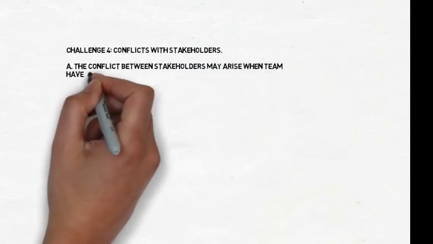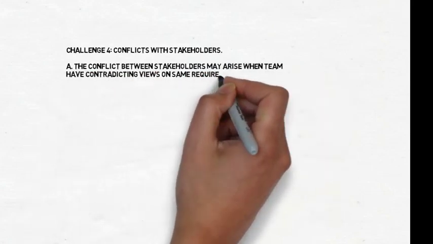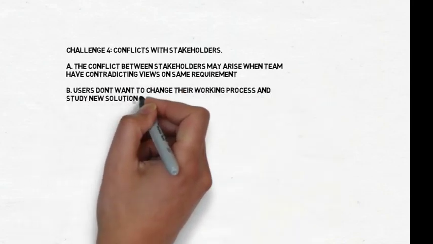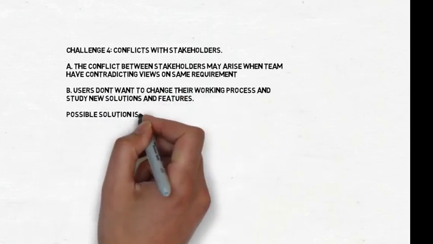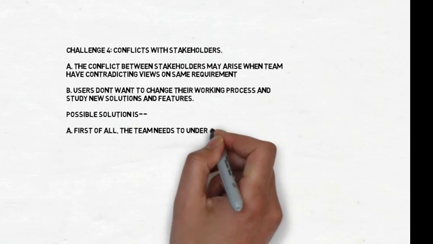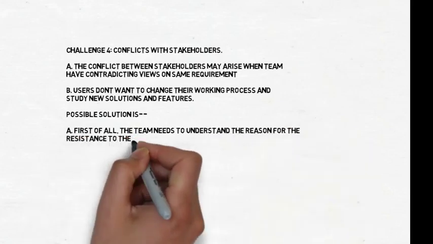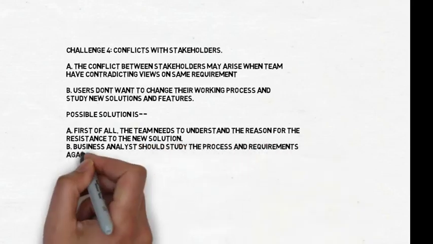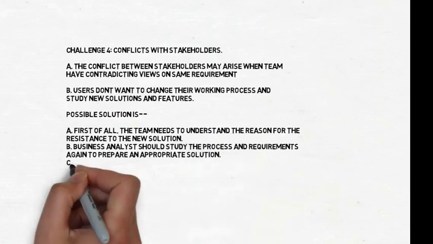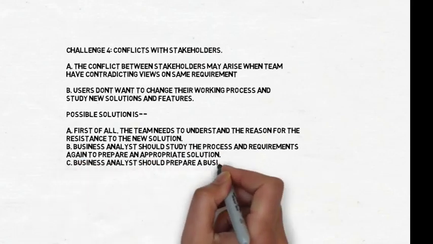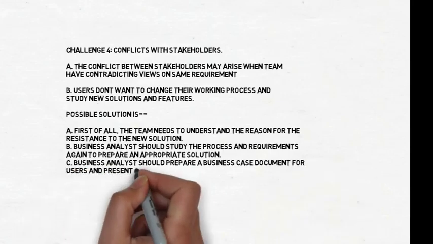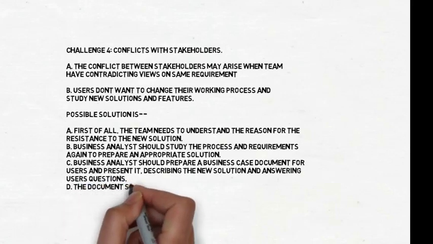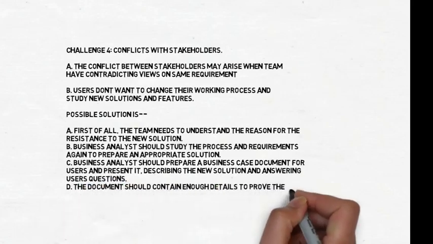The conflict between stakeholders may arise when teams have contradicting views on same requirement. Users don't want to change their working process and study new solutions and features. Possible solution is: first of all, the team needs to understand the reason for the resistance to the new solution. Business analyst should study the process and requirements again to prepare an appropriate solution. Business analyst should prepare a business case document for users and present it, describing the new solution and answering users' questions. The document should contain enough details to prove the approach proposed by a decision maker.